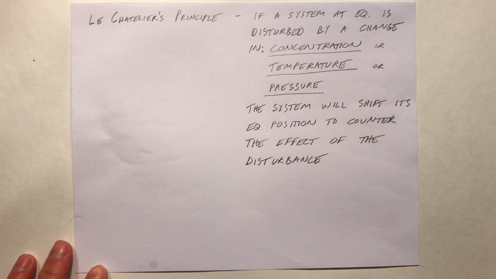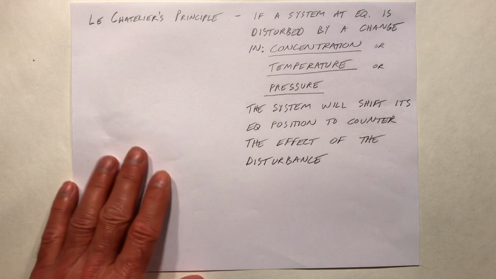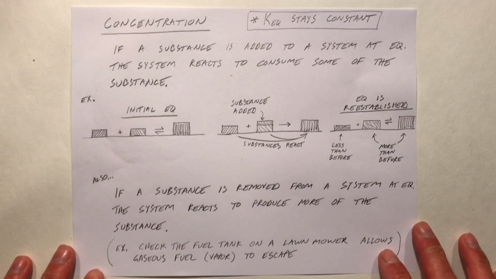Le Chatelier's principle is that if a system at equilibrium is distorted by a change in either concentration or temperature or pressure, the system will shift its equilibrium position to counter the effect of that disturbance. Let's take a look at each one of those in turn, starting with concentration.